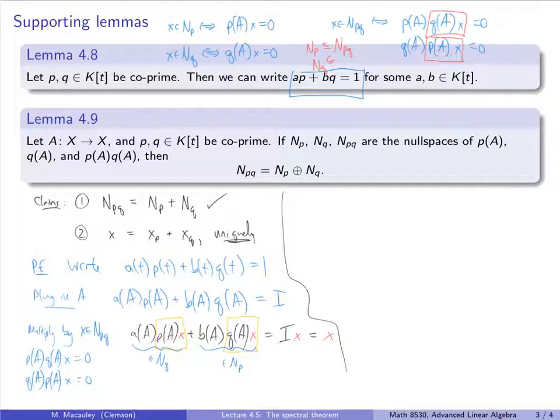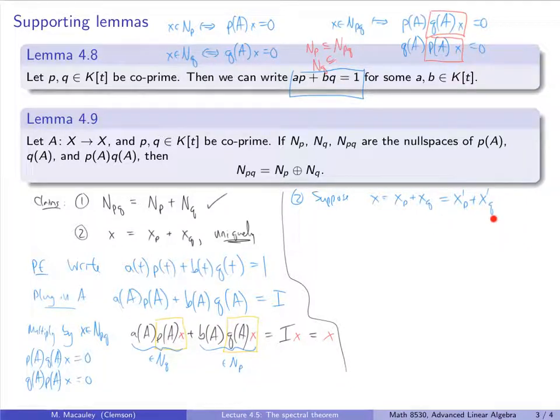Now for part 2. How do we show uniqueness? Well, let's suppose that there's 2 ways to write x. Let's say that x equals x_p plus x_q, and also x'_p plus x'_q, where x_p and x'_p are in N_P, and x_q and x'_q are in N_Q.